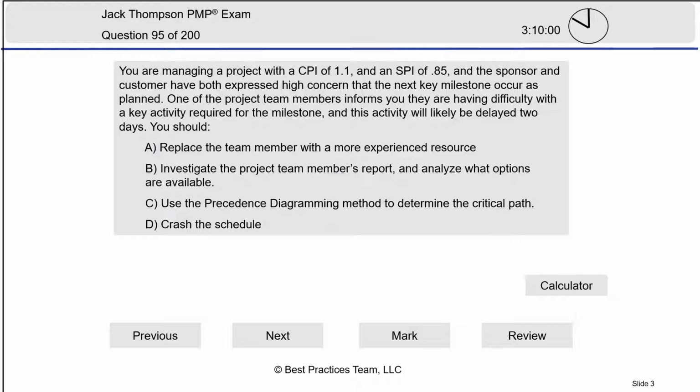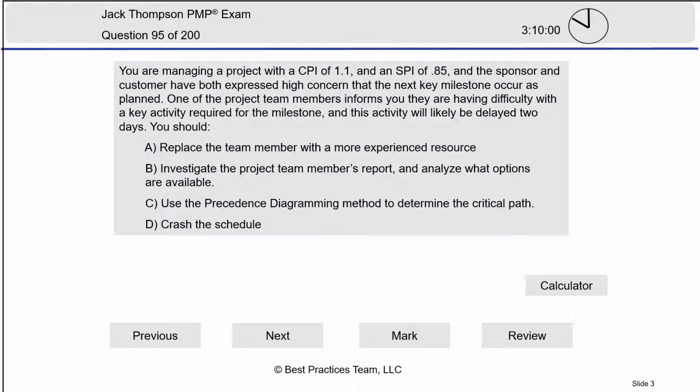The sponsor and customer have both expressed high concern that the next key milestone occur as planned. One of your team members informs you they are having difficulty with a key activity required for this milestone, and the activity will likely be delayed for 2 days. You should A, replace the team member with a more experienced resource. B, investigate the team member's report and analyze what options you have available. C, use precedence diagramming method and determine the critical path. D, crash the schedule. So what do you think on this one? What's the answer to this one?